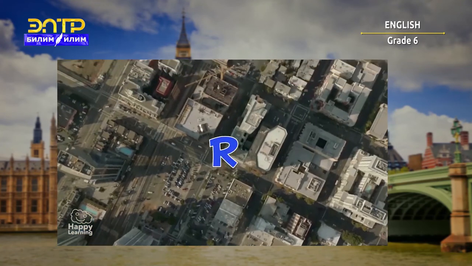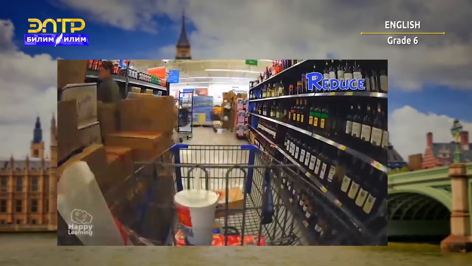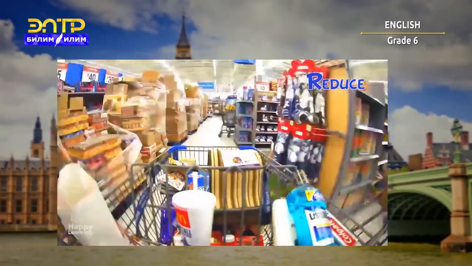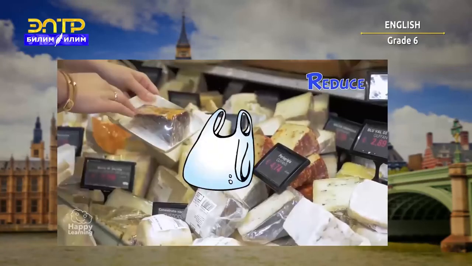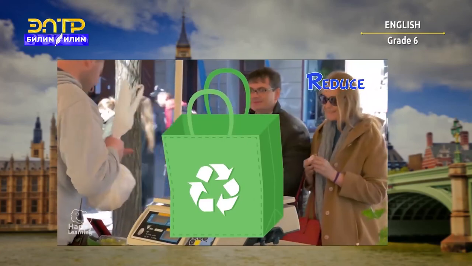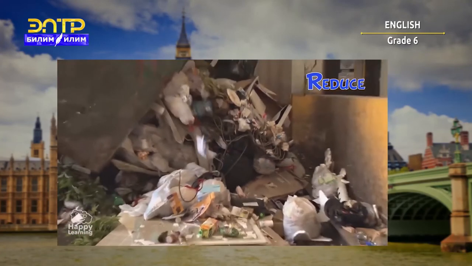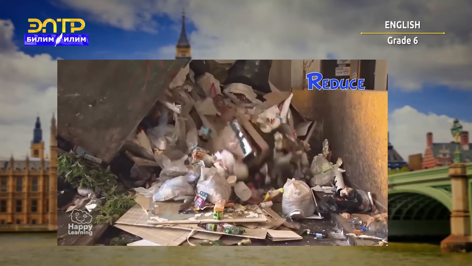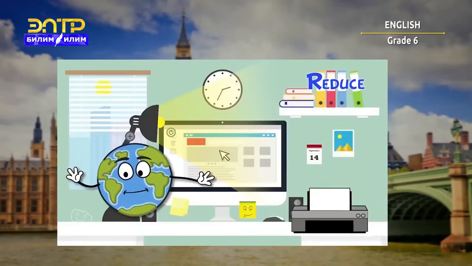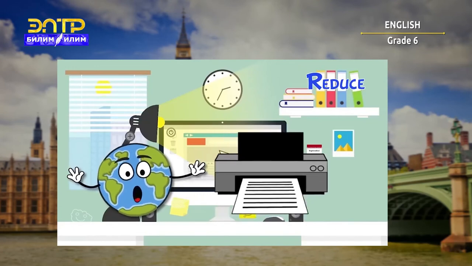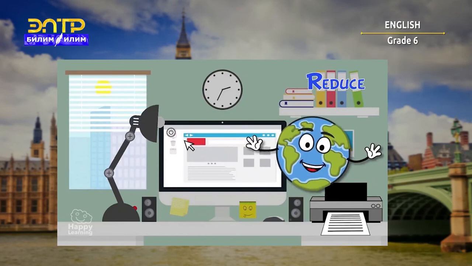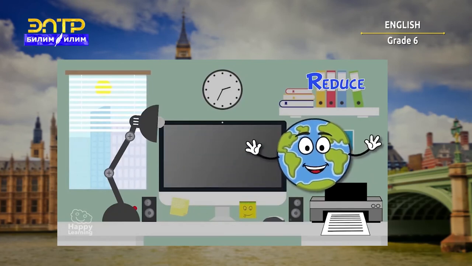The first R is for reduce. If you think about it, there are many things you don't need. When you go to the supermarket, I'm sure you can take your own canvas bags instead of using disposable ones given to you. Like that, you will be reducing the amount of plastic, which is very contaminating. And I'm sure that you don't need to print out so many documents or photos, nor leave lights, television, or computers on when you're not using them.